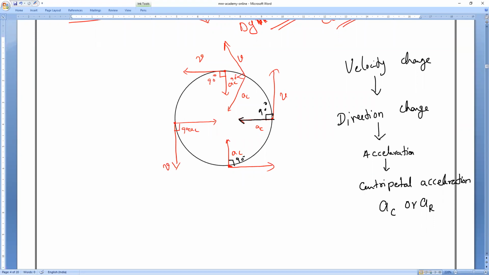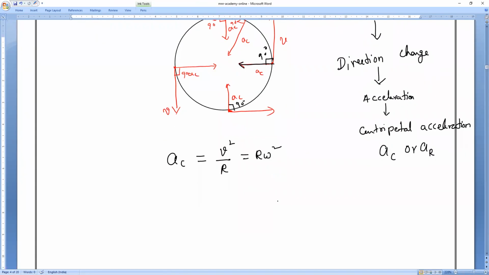AC or AR. So we all know the formula. What is centripetal acceleration? Can anybody tell me? Centripetal acceleration formula: V square by R, or we can say R omega square. Am I right, everybody? Yes. Please respond.